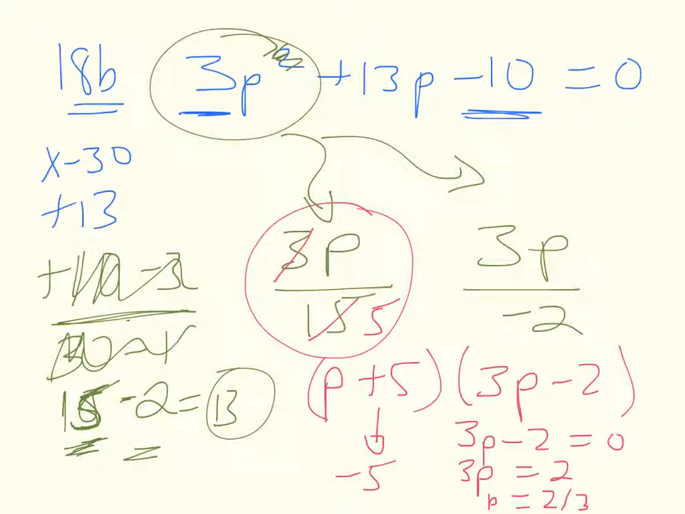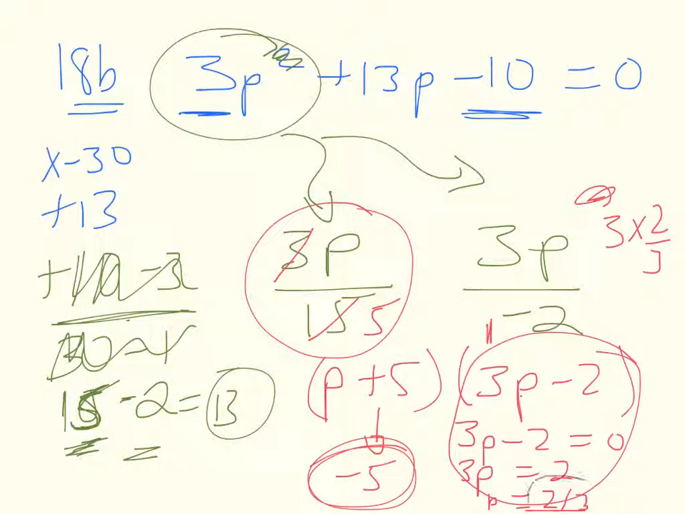And does that make sense? Well, let's go back here. If I went back over here, I had 3 times 2/3. 3 times 2/3 is going to give me 6/3, which is 2. 2 minus 2 is 0, and that is right. Okay, so the answers here are negative 5 and 2/3. Let's practice them. Not so much of this, but mostly this.